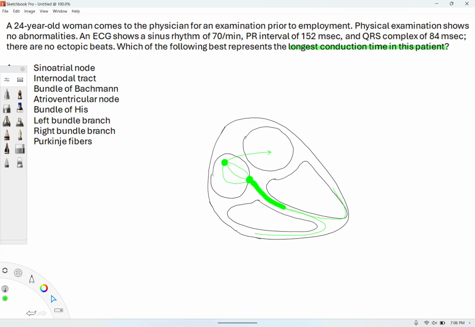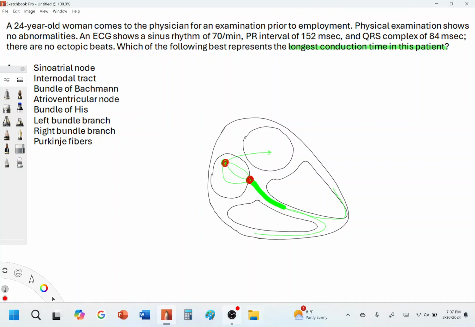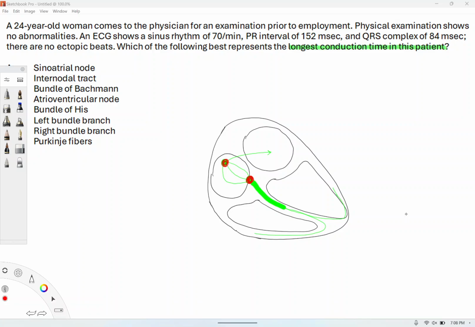I think this is not good. Let me use red. Sorry, I should use red. Okay, you know what? I'm going to use red so that we can see. That was more visible to everyone.